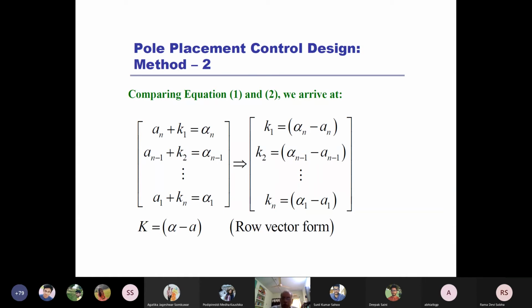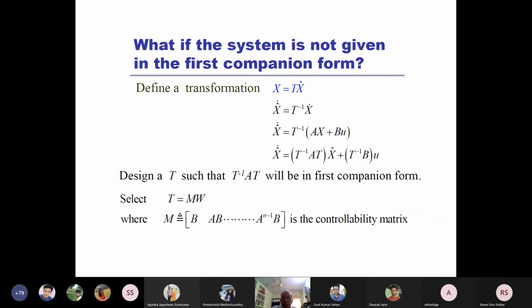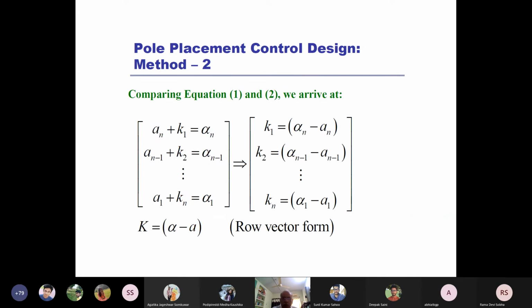This method is called the Bass-Gura method, B-A-S-S-G-U-R-A. Here in this method, the first condition is that the system has to be written, that means x dot is equal to ax plus bu has to be written, in a controllable canonical form.